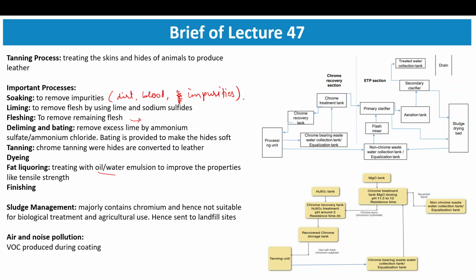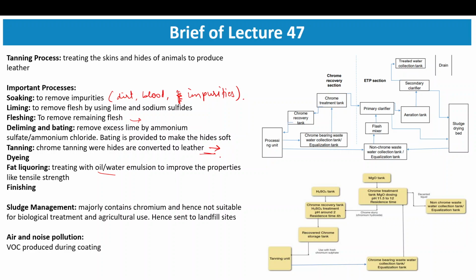So to improve its strength and other properties, we treat it with oil and emulsion, right? And finally, we provide the finishing to the leather. So here, mainly, this is the wastewater treatment strategy. One of the most important wastewater contaminants here is obtained from the main process, which is the tanning process.